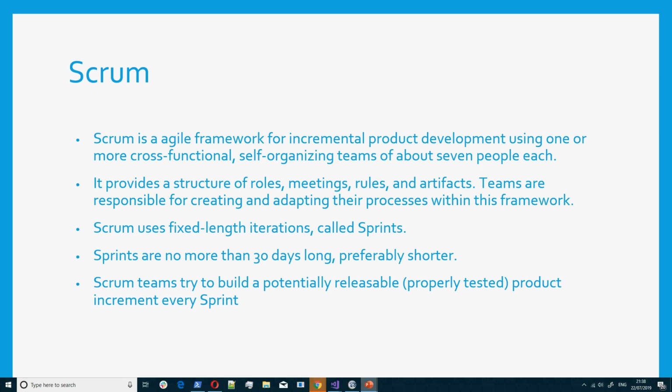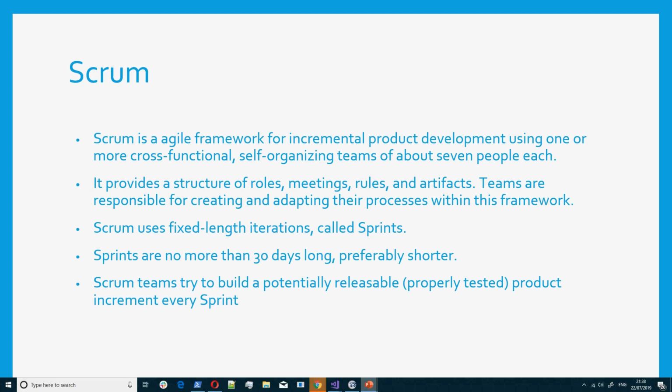And also it has a fixed length of iteration. So what does that mean? It has a fixed number of days. So how many days do you want to work in a sprint? It's called the iteration. So you will have maybe 2 weeks. At the end of the 2 weeks, that's a cycle finished, and you have to deliver something, or you finish a task or something. That is very, very important.